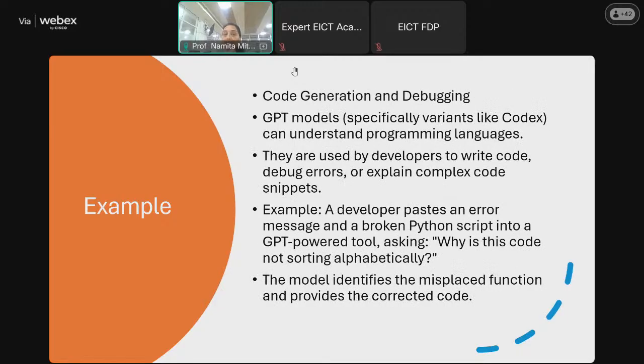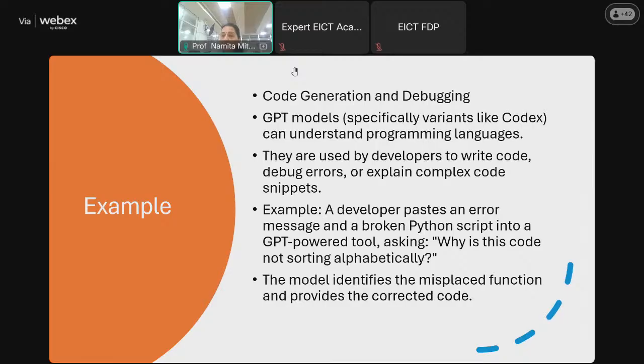Second example of GPT is code generation and debugging. GPT models, specifically variants like Codex. So the GPT variant is named Codex. It can understand programming languages. I can say, write a code to generate a factorial of any number in Python. Right. Similarly, we can have other questions.